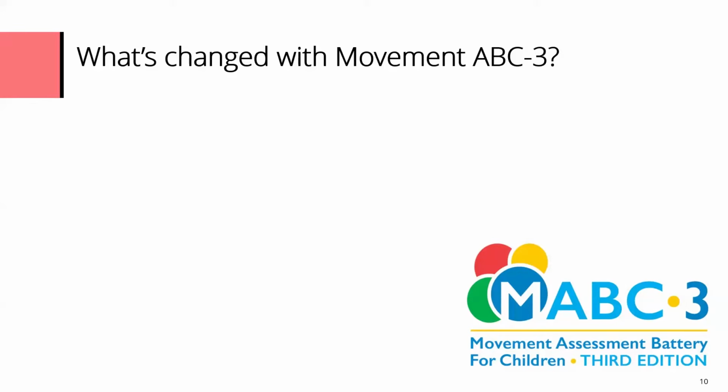So the Movement ABC-2 test, the previous version, contained a total of 8 tasks for each of those 3 age bands. There were 3 manual dexterity tasks, 2 aiming and catching, and 3 balance. For the Movement ABC-3, 1 additional task has been added to the manual dexterity domain, and 1 to the aiming and catching, giving a total of 10 items for the whole test. The exception to this is that 3-year-olds only complete 7 out of the 10 tasks.